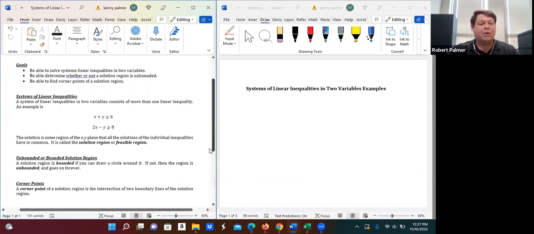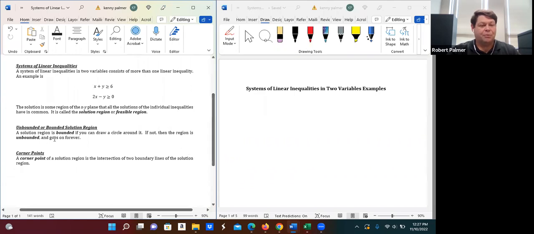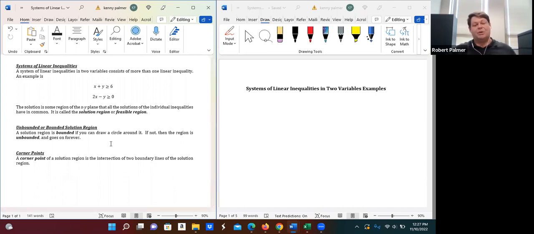Now, you also have what are called unbounded or bounded regions. We say a region is bounded if you can draw a circle around it. If not, it's called unbounded. So imagine some region, we'll see examples of these, where you can draw a circle around it, that's what's called bounded. But if it goes on forever in some direction, that means you can never draw a circle big enough to contain it, and so that's called unbounded.